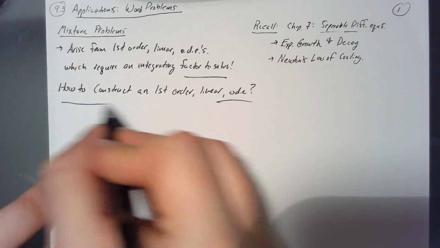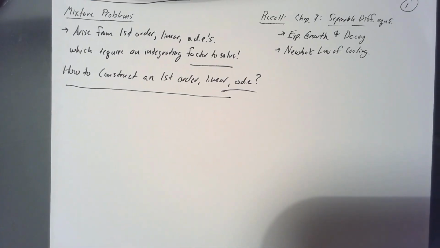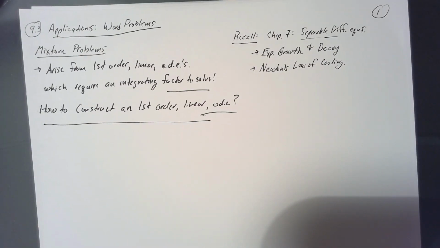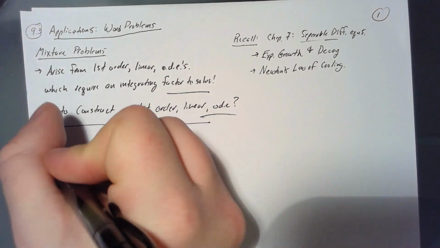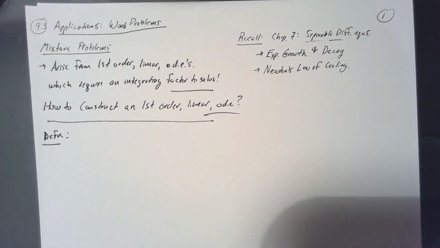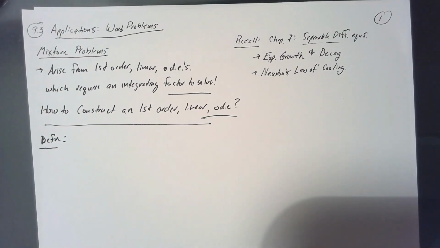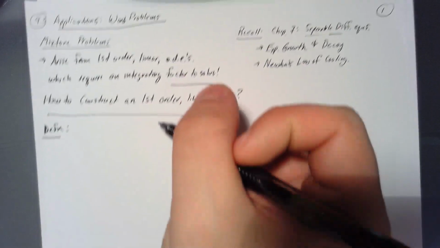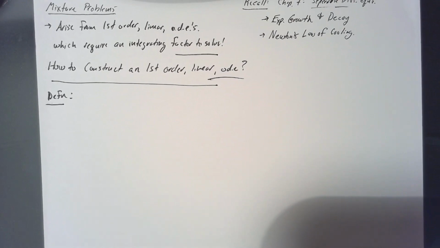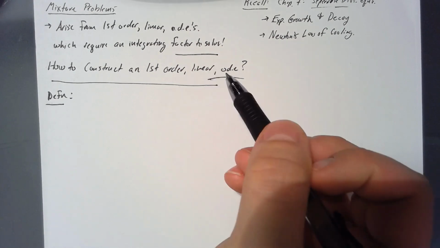So how do we do this? Let me underline this whole thing. So here's what we're going to do. So definition. Basically we're going to have to identify a lot of different facts here, a lot of different variables and functions to construct a first order linear ODE.